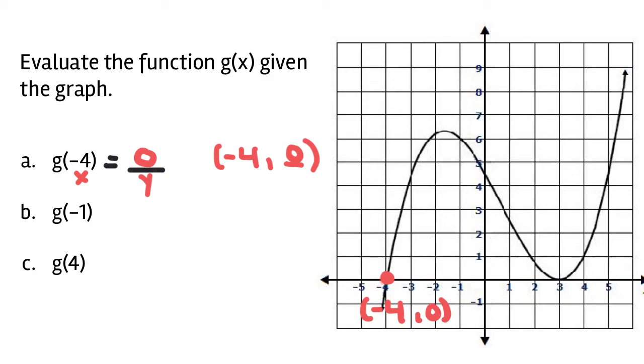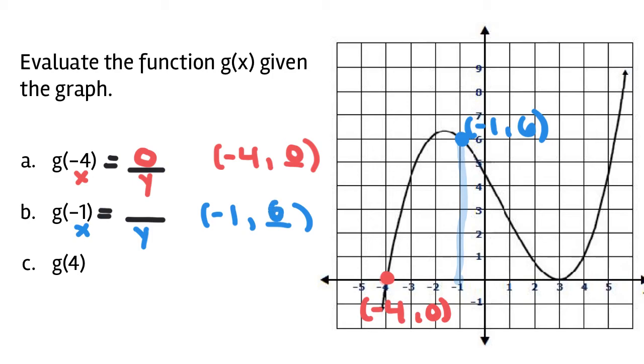For the next one, it's asking for g of negative 1. So this means that x is negative 1, and what's the value of y? So if it's negative 1, what number? What I can see is when I go to negative 1 on the x-axis, and I go up, there's a point right here on the graph at negative 1, 6. So since it's negative 1, 6, the value of g of negative 1 is 6.